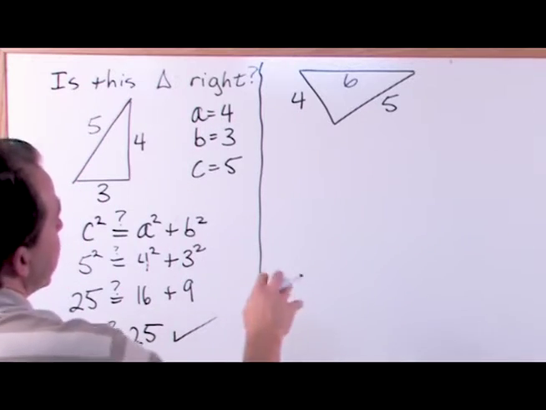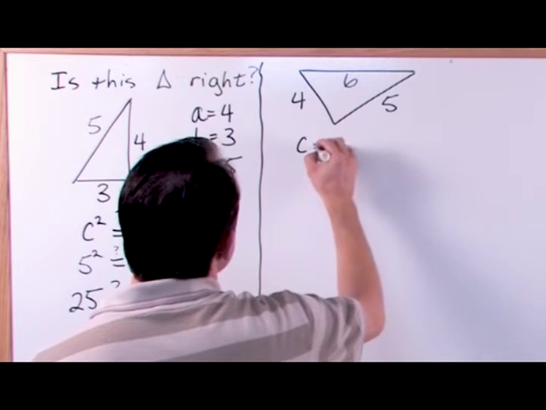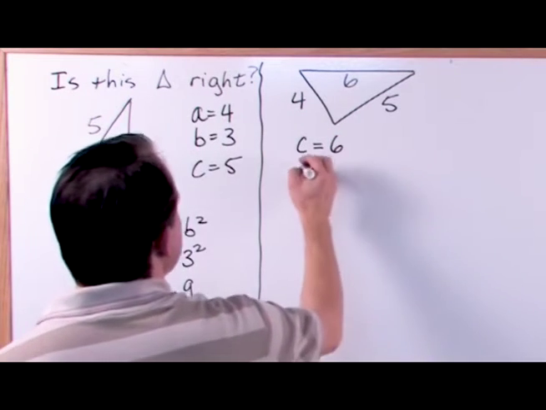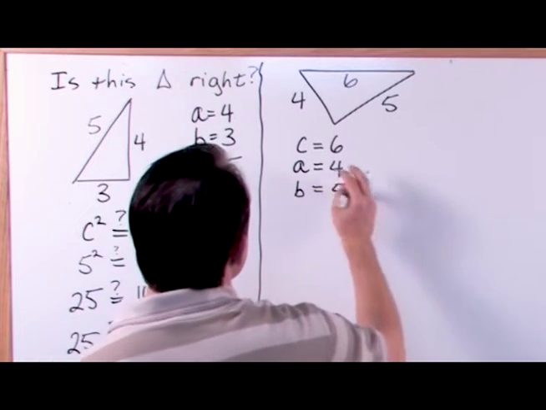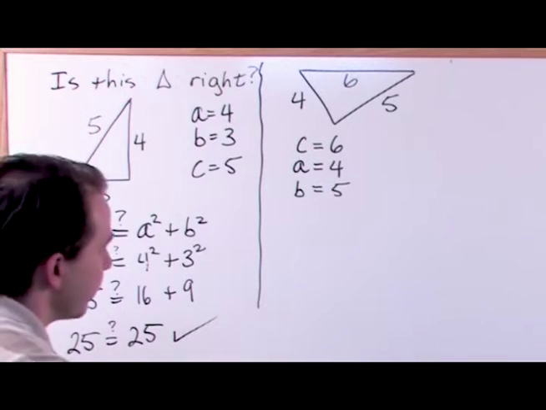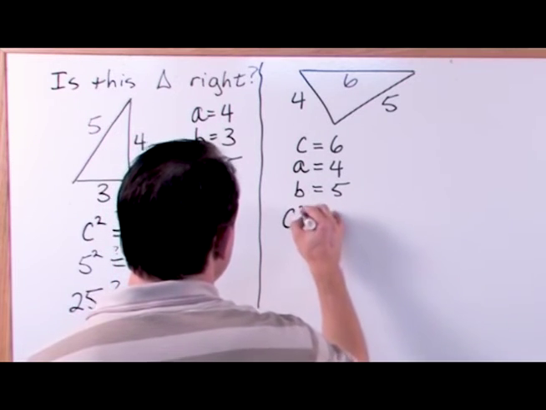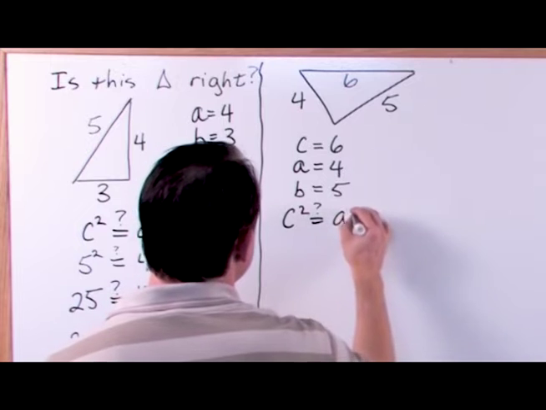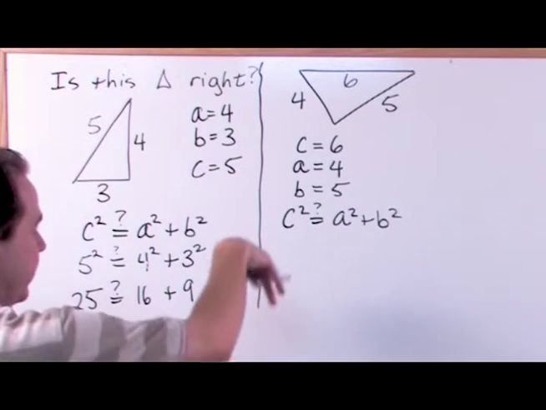All I know is that the longest side in this triangle is 6. So if it is a right triangle, c must be equal to 6. Then a, we're going to say is equal to 4, and b, we're going to say is equal to 5. The legs of the proposed right triangle, okay? And we're going to say that c squared is equal, with a question mark, to a squared plus b squared, okay? And we're going to see if this is true.